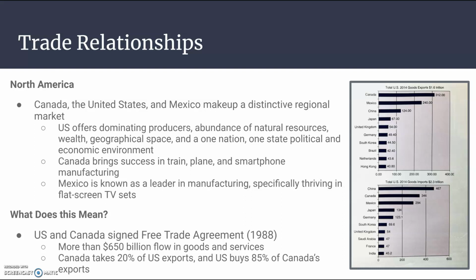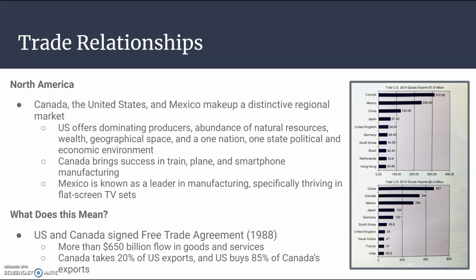So what does this mean? Well, the U.S. and Canada signed a free trade agreement in 1988, also known as the CFTA, and this led to more than $650 billion of flow in goods and services, which is the biggest trade relationship between any 2 single nations. How this worked was that Canada took 20% of U.S. exports, and the U.S. buys 85% of Canada's exports.